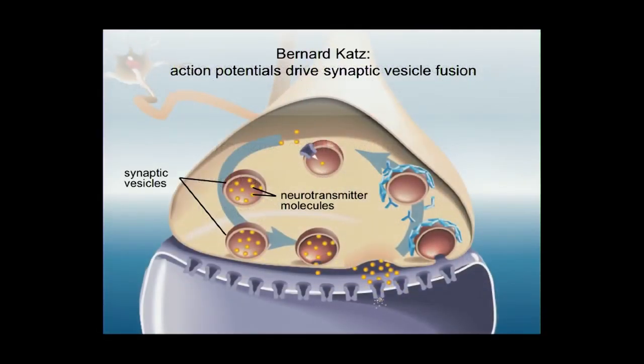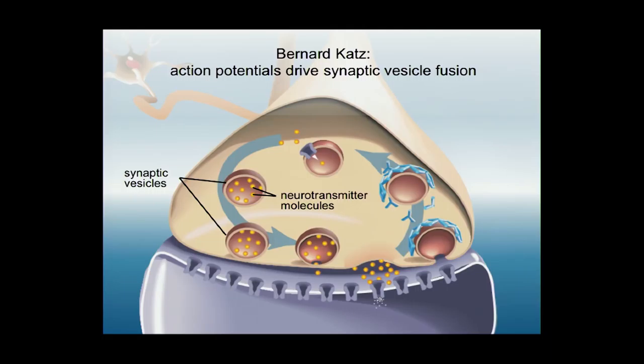So the way a synapse works is shown here. I think a lot of you are familiar with that. This is the vision of Bernard Katz. And here's the cell body of the neuron, and an action potential travels down this axon and then invades the bouton, the presynaptic bouton. And what that does is open voltage-gated calcium channels, and calcium then causes the fusion of synaptic vesicles, filled with neurotransmitter, to fuse with the plasma membrane and release those molecules onto ligand-gated ion channels on the postsynaptic surface.